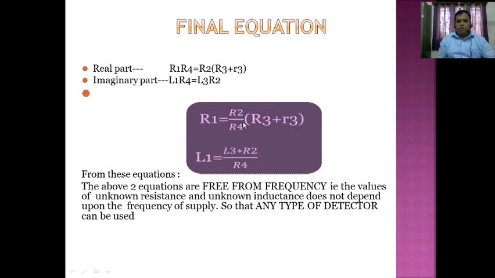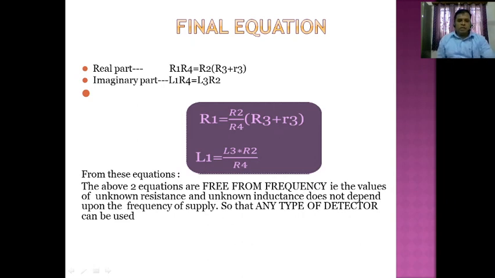If we want to know the R1 value, we can substitute the given values of R2 and R4, find the value of R3, and also substitute the R3 and small r3 values to get R1. Now L1 can also be found by this equation: L1 is equal to L3 R2 by R4. By simply substituting these values, you can get the inductance L1.